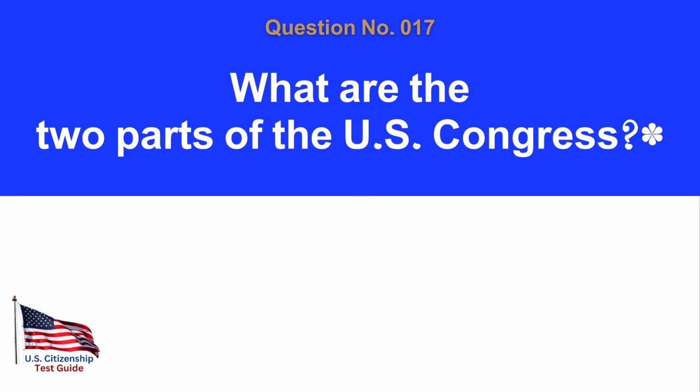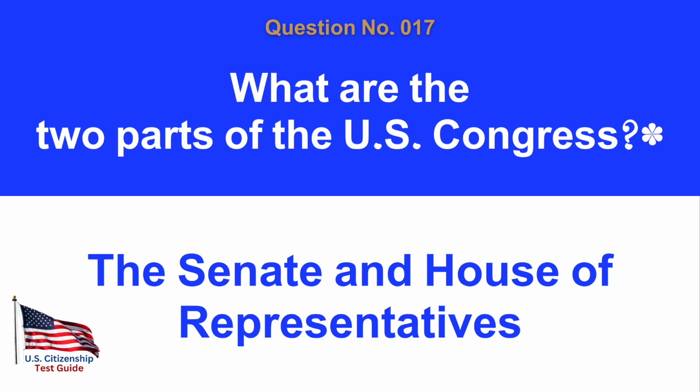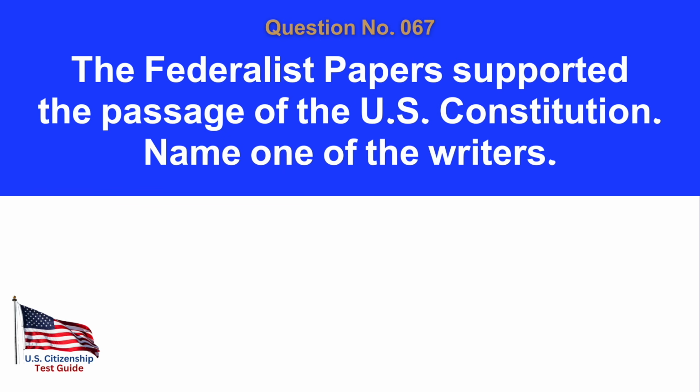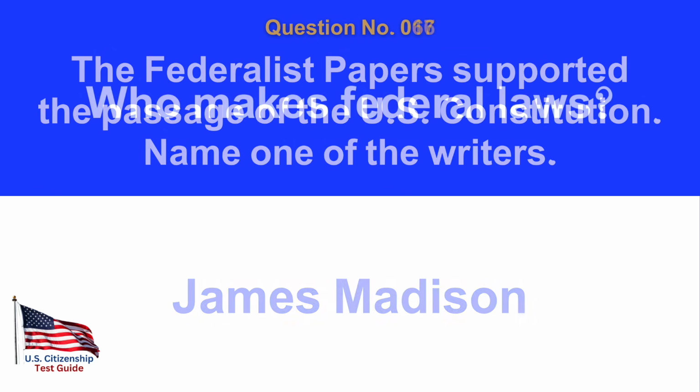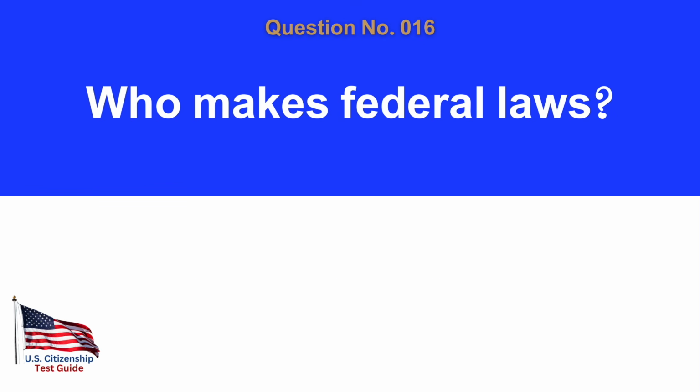What are the 2 parts of the U.S. Congress? The Senate and House of Representatives. The Federalist Papers supported the passage of the U.S. Constitution. Name one of the writers. James Madison. Who makes federal laws? Congress.